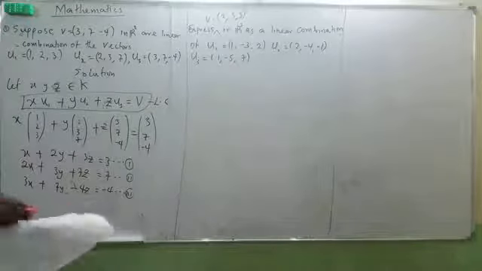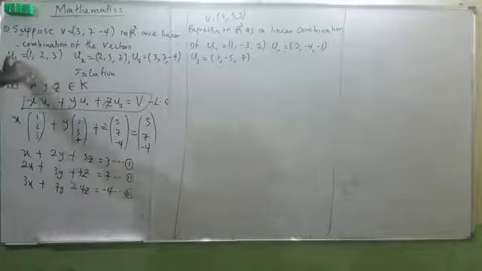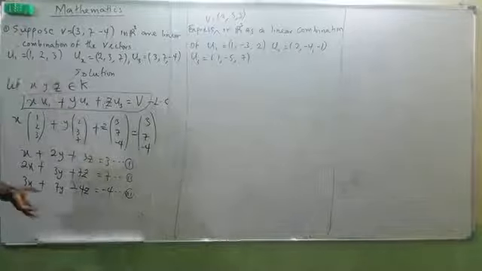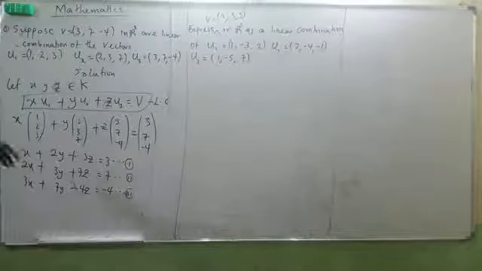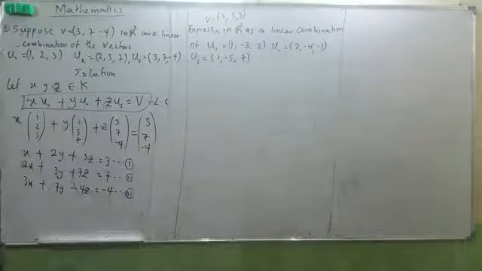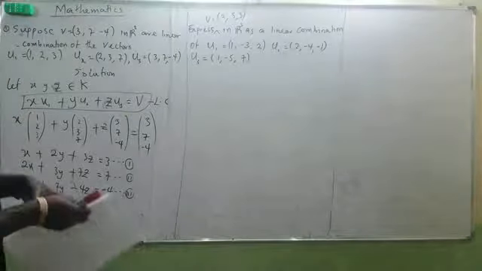Now, if you are asked to find the coordinates, you can run to any of your methods. You can run to Cramer's rule, you can run to row reduction, any one you feel you will be fine with, you can run to it. That is the linear combination.